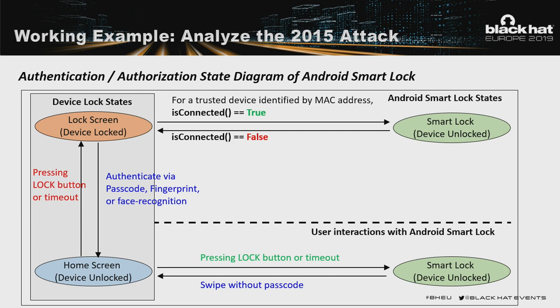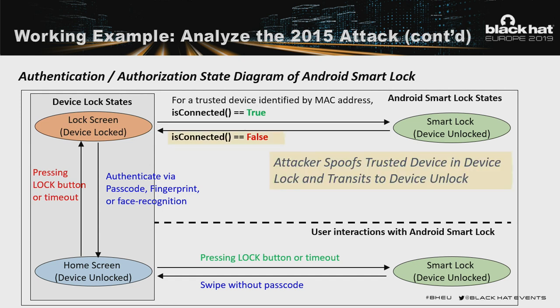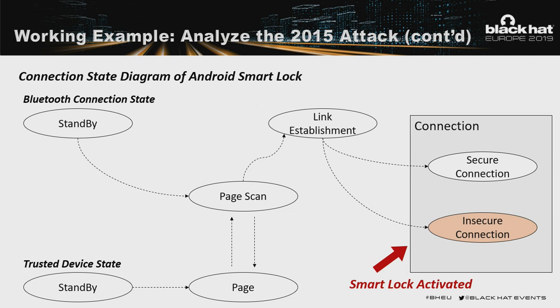The Android platform uses the isConnected method of the Bluetooth class to do this. If the device in the home screen is also connected to a trusted device, the device enters the lock screen when the lock button is pressed, but it keeps the device unlocked. In other words, the lock screen transits to the device unlocked by checking isConnected, while the home screen takes explicit user interactions to cause a transit. The article in 2015 spoofs a trusted device in device unlocked and transits to device unlocked. The answer to how this is possible can be obtained by analyzing the connection states. At the time, Smart Lock did not verify which protocol was actually connected when checking a connection with a trusted device.